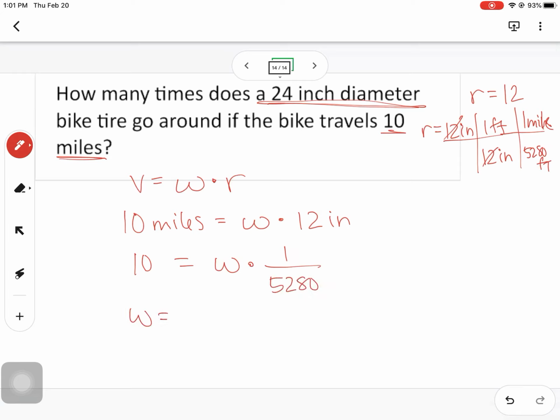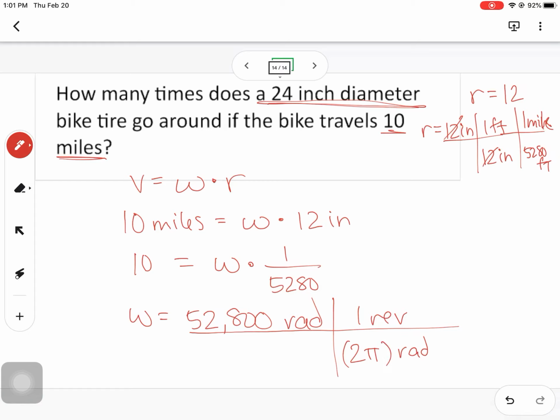When I solve that, my omega is 52,800. What's important to realize is this is in radians, and so I need to get it back into revolutions if I want to know how many times it goes around. So here is actually an example where we will divide by that 2 pi for it to cancel out. When you type this in your calculator, it's very important you put parentheses around that because otherwise your calculator will not do it correctly. But this answer I get is 8,403 revolutions that it would take.